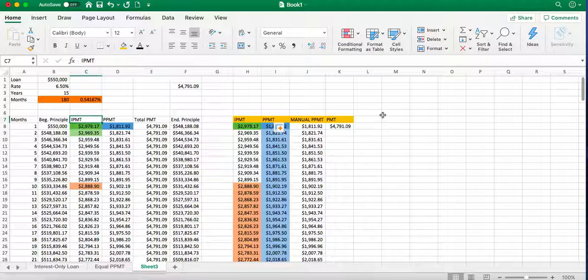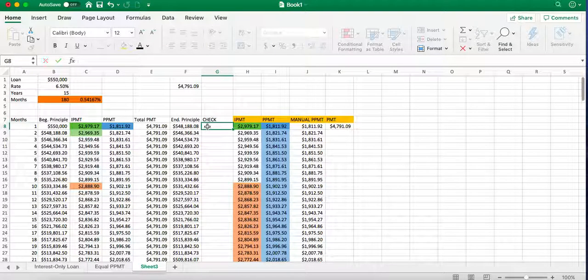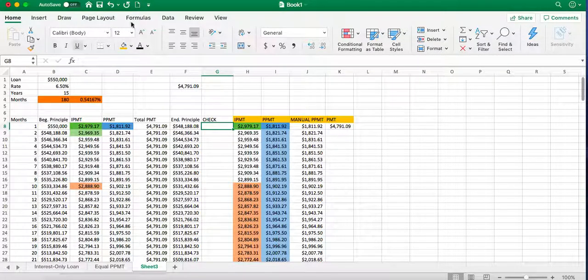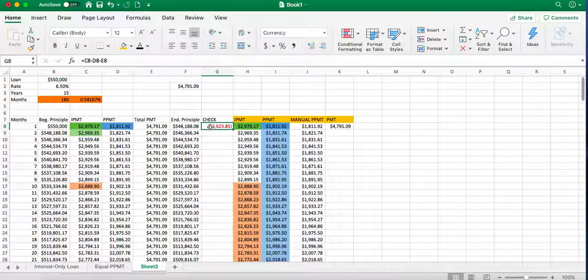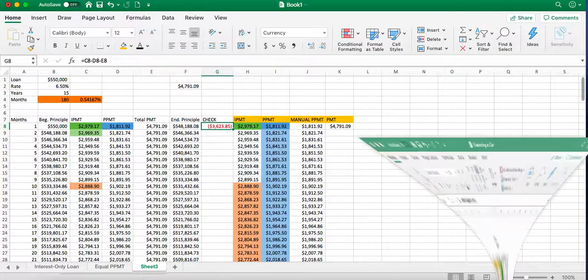So now, there's another thing I want to show you guys, which is how to check your work. How to check if you have the correct values through your amortization table. In order to do that, we have to subtract the IPMT and the PPMT from the total payment. It should equal 0. In this case, it's not giving me 0. Let's see why.